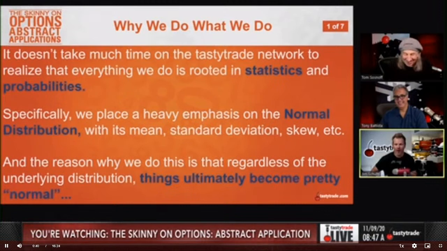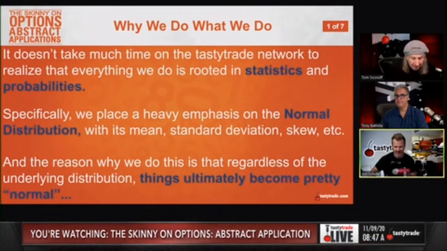Okay, so here's why we do what we do. It doesn't take much time on the Tasty Trade Network to realize that everything we do is rooted in statistics and probabilities. Specifically, we place a heavy emphasis on the normal distribution with its mean, standard deviation, skew, etc. The reason we do this is that regardless of the underlying distribution, things ultimately become pretty normal.